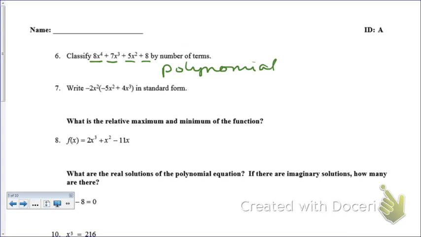Number 7, we're going to write the function in standard form. So the first thing you want to do is distribute and get rid of the parentheses, and then you want to make sure it's in descending order. So when I distribute first, I'm going to get positive 10x to the fourth minus 8x to the fifth, and you can see that it's not in descending order. So I'm going to flip that around and say negative 8x to the fifth plus 10x to the fourth.